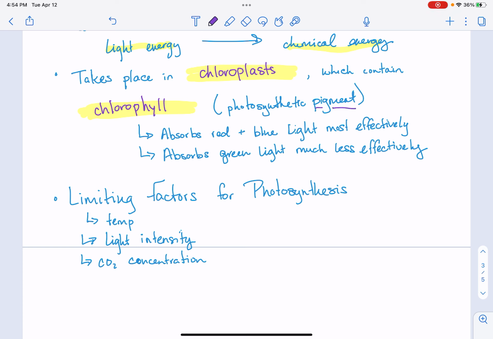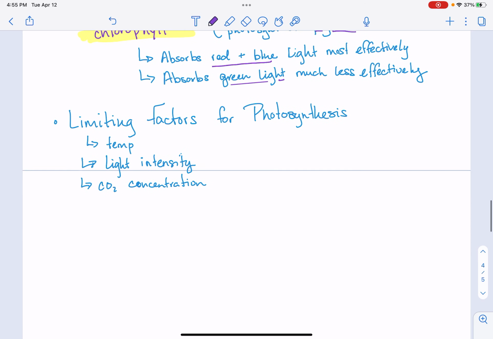So chlorophyll is going to absorb red and blue light most effectively, but it absorbs green light much less effectively because it reflects that green light instead of absorbing it. So this is important, you need to know, red and blue are going to be the best light and the most effective, and then green light is not very effective. Okay. The last thing for photosynthesis are the limiting factors.